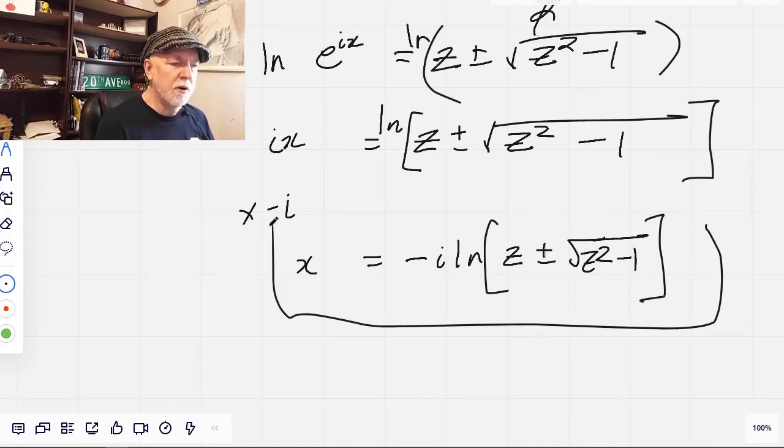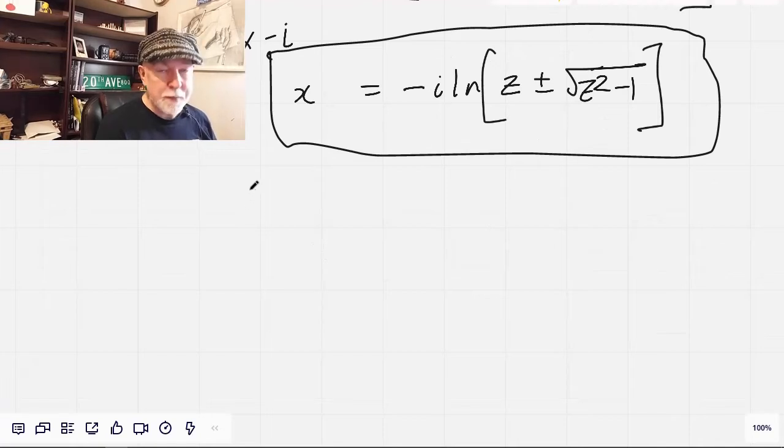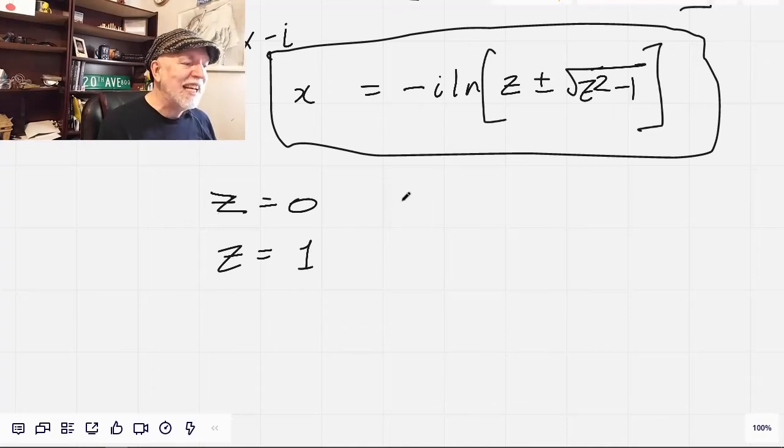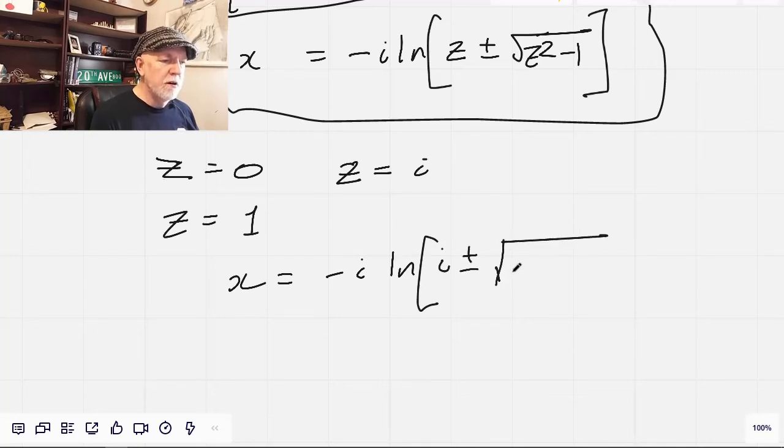And here is our general solution for the cosine of x equals z. We can turn this loose on some typical real solutions. Try z equals 0 and z equals 1 and see what you end up with. But I want to try z equals i, purely imaginary, in which case x equals negative i times the logarithm of i plus or minus the square root of i squared minus 1.